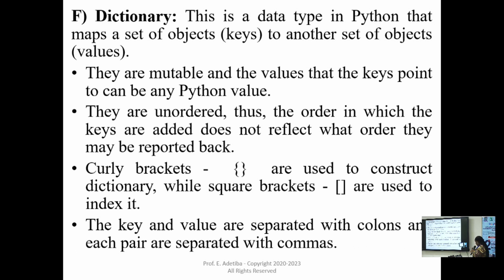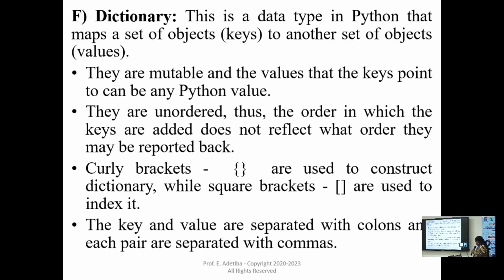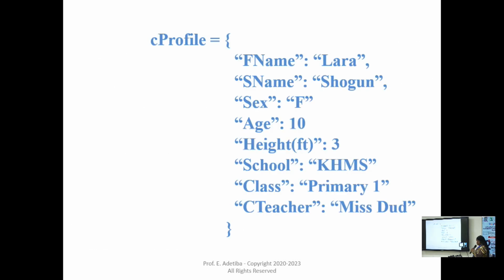They are mutable, and the values and the keys can be any Python value. They are unordered. Thus, the order in which the keys are added does not reflect the order in which they may be reported back. Okay, so we use the curly brackets, and we use the quotes to define the key, and then a colon and a quote to define the value.